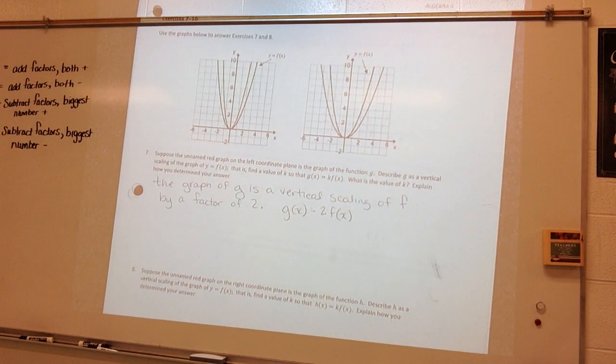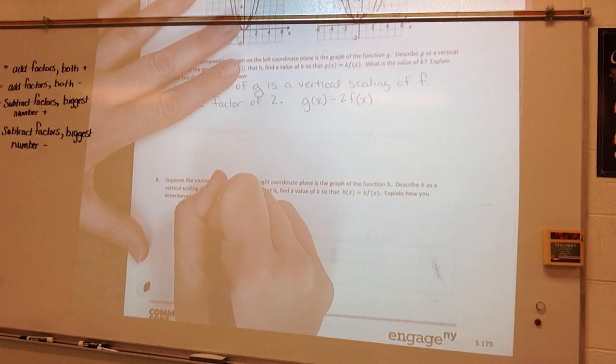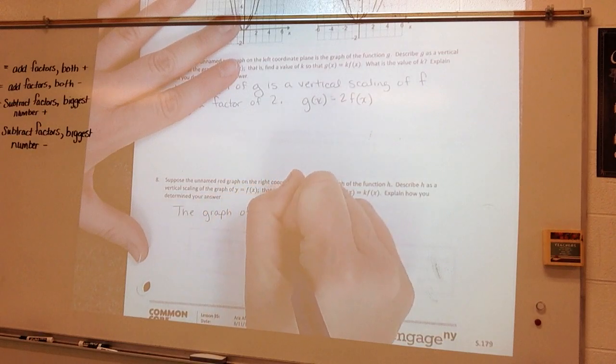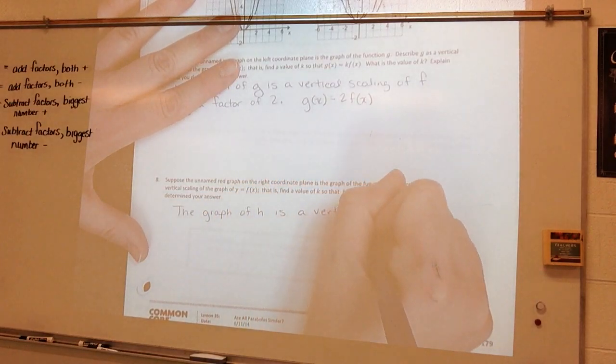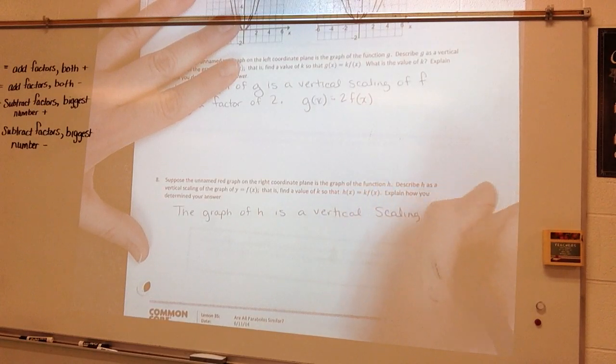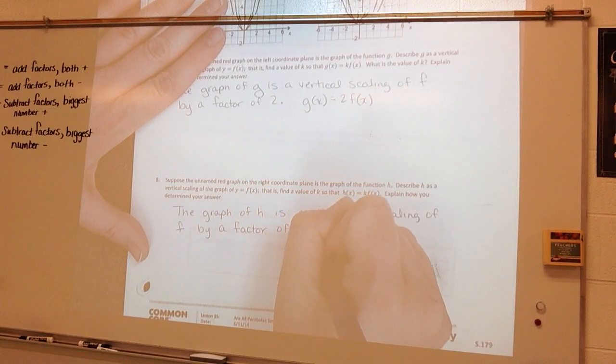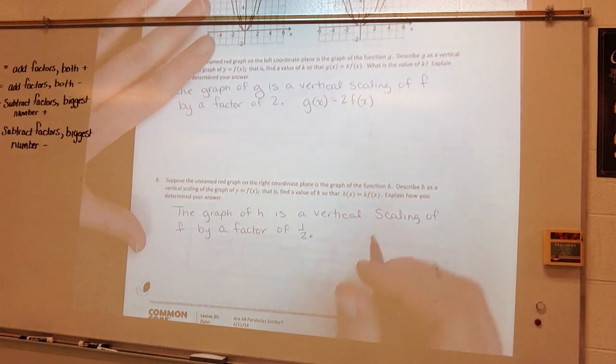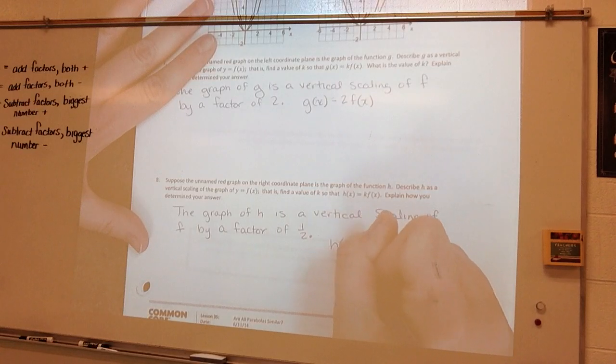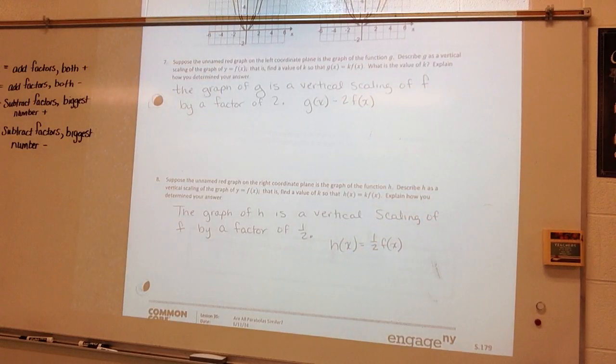Well, in this case, the graph of h is a vertical scale of f by a factor of 1/2. So, I can say h of x is equal to 1/2 f of x. By comparing points on the graph of f to the points on the graph of h, you can see that the y values on h are all half the y values of f.